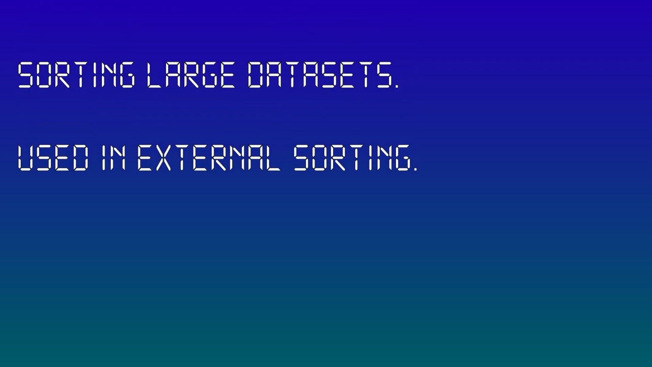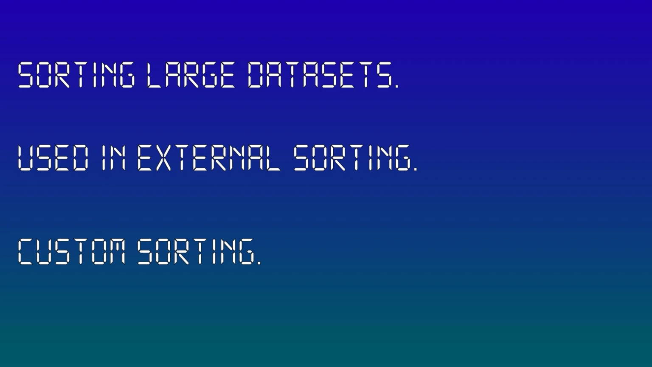Merge sort is commonly used in external sorting, where the data to be sorted is too large to fit into the memory. Merge sort can be adapted to handle different input distributions, such as partially sorted, nearly sorted, or completely unsorted data.